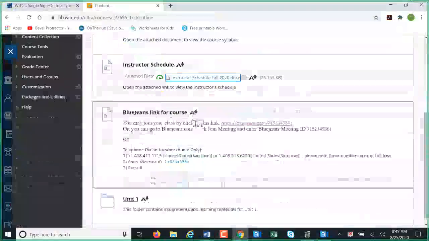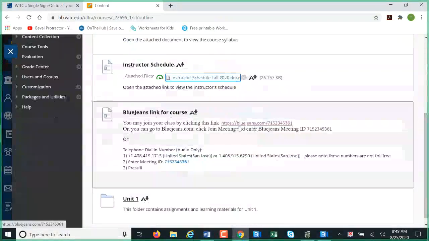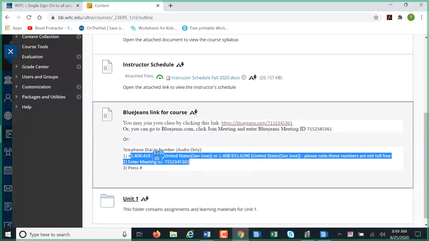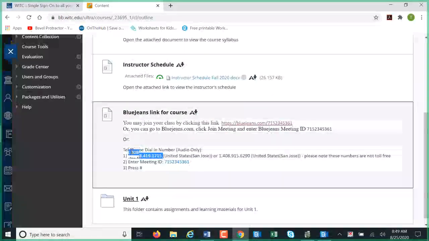Also down there, this is again the Blue Jeans link. If you happen to lose it in the announcements, this is that phone option I told you about down here. You can dial in using this phone number, and then this is the meeting ID you would have to punch in to make it to this class. Again, there'd be no visual; it would just be audio, but it's better than nothing.